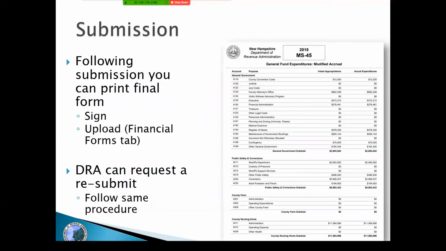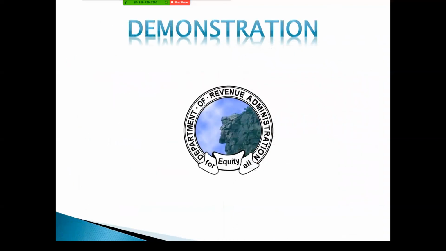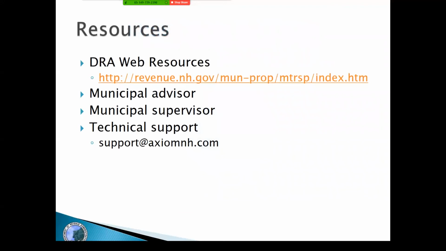If you do submit by accident and you need to revise it, just give your advisor an email or a call, and that can be reversed for you so that you can go back in and correct any errors that you have. DRA can also request a resubmission. If they notice an error that they would like you to correct, they send it back to you for a resubmission, and that would just follow the same process. So I already showed you the report. We'll stop for questions here in just a minute.